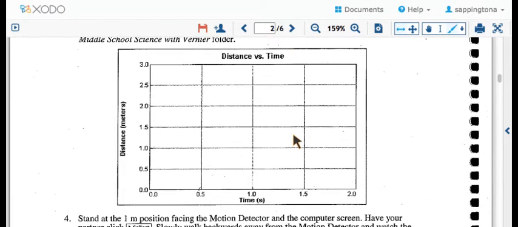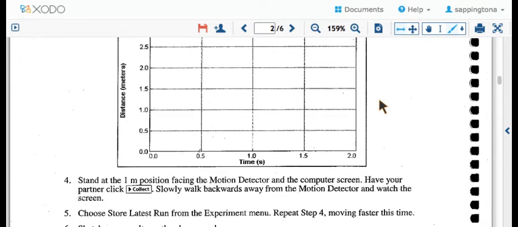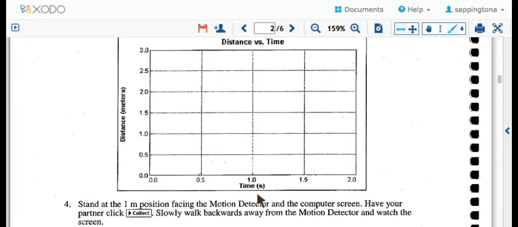Now, what you will do is go to the file button in the Logger Lite program, and select the 33A Graphing Your Motion. When you do that, this will come up. It's a distance versus time graph, and it says stand at the 1 meter position facing the motion detector and the computer screen. Have your partner click collect. Slowly walk backwards away from the detector and watch the screen. As you slowly walk away, you're going to find that it will make a line that will look something like this.